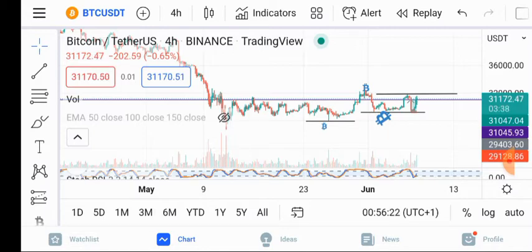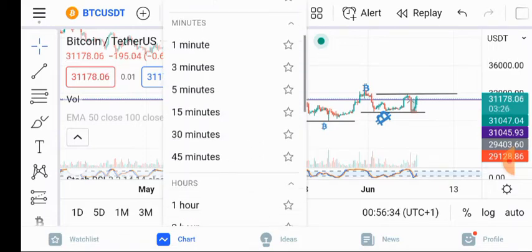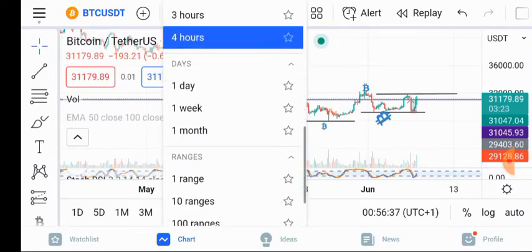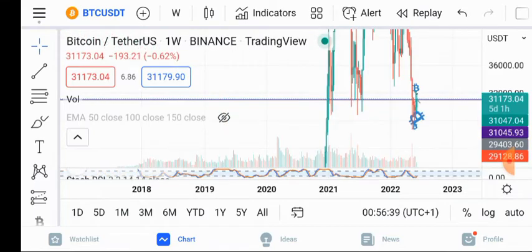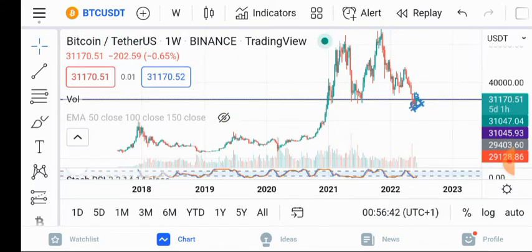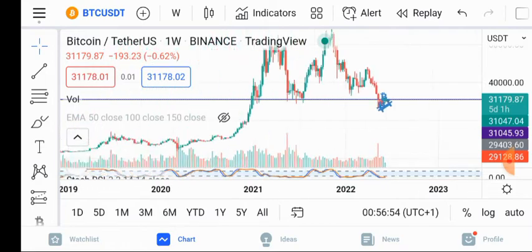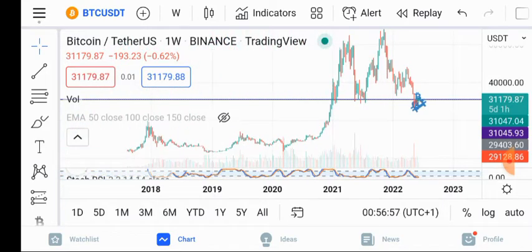Firstly, I'm going to change the time frame of this particular chart to the weekly time frame. So this is the weekly time frame. Why it is very important to go with the weekly time frame is because it gives you a general, broad overview of what is happening in the market. So that is why I'm going to go with the weekly time frame.